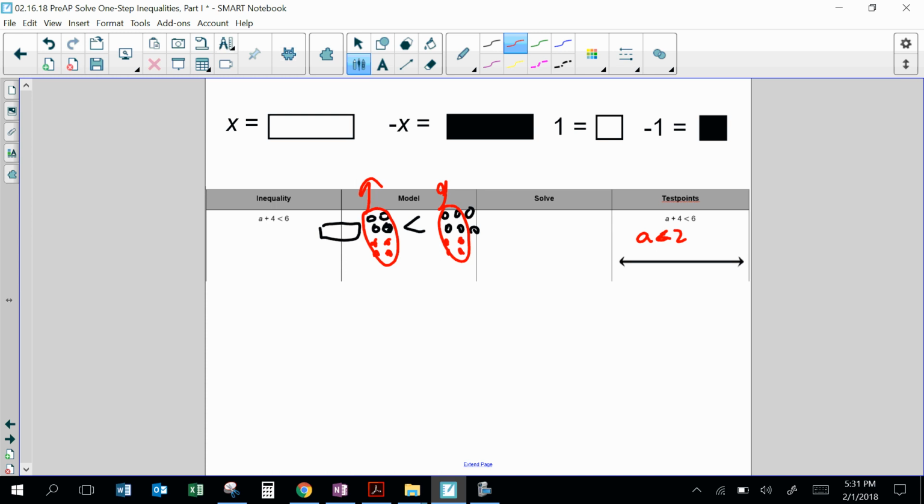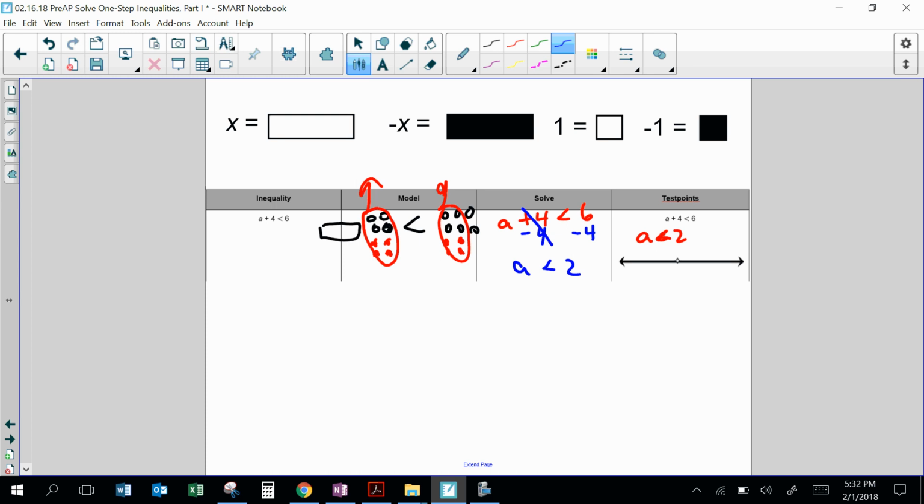Let's solve it mathematically for those who do not want to solve it through algebra tiles, which I don't blame you at all. You have to isolate the variable. How can I get rid of plus 4? The inverse is minus 4. I subtract 4 from both sides. This cancels. A is less than 2.